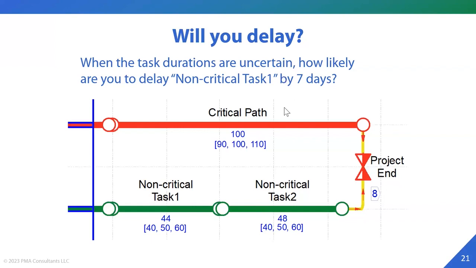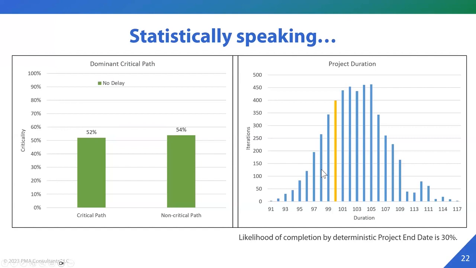Okay. So now let's take a result. What happens statistically if we consider the uncertainty? Okay. So statistically, if we were to run a simulation on this model, even without a delay, the critical path and non-critical path are equally likely to become critical. We can see the critical path was critical 52% of the time, and the non-critical path was critical 54% of the time. And yes, the sum doesn't add up to 100% because there were certain scenarios where both paths might have been critical at the same time.